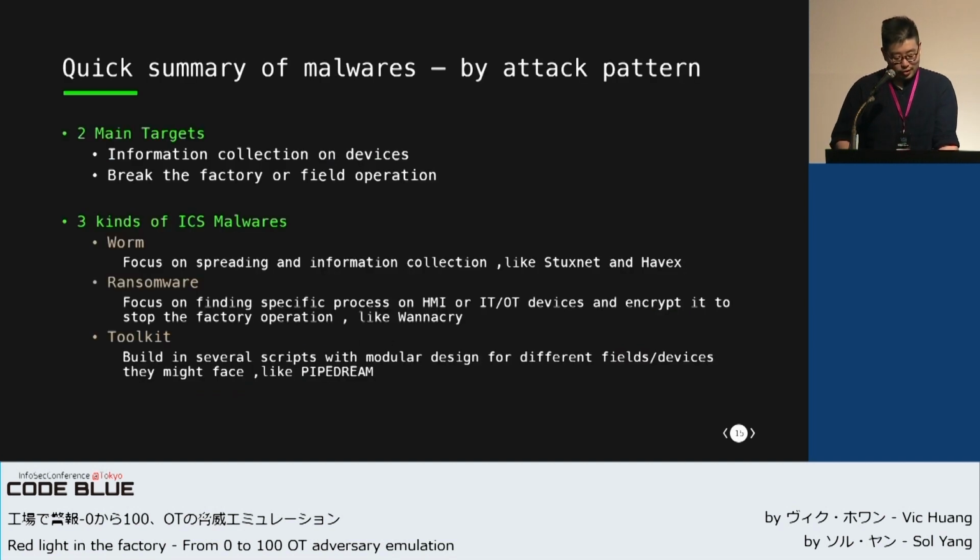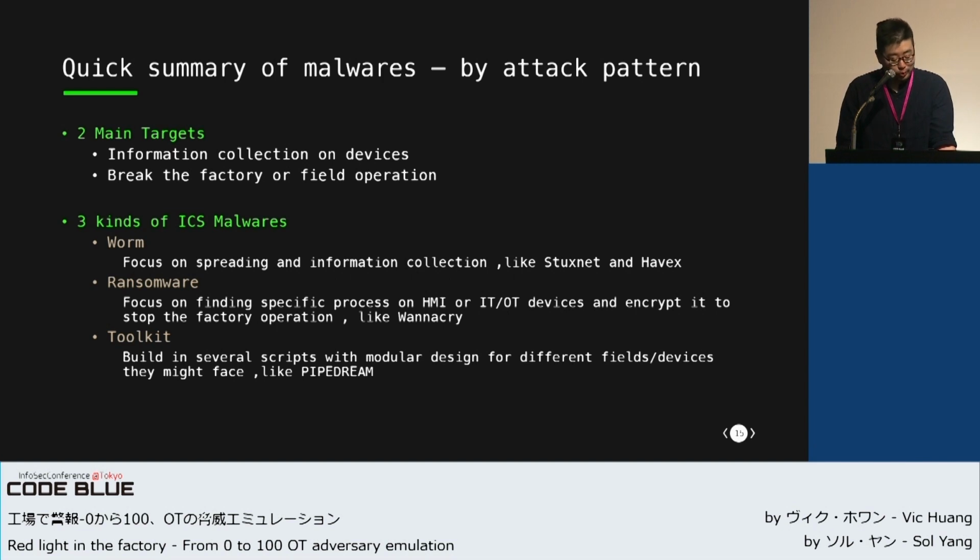And then besides the summary we mentioned, we also focus on the attack patterns of these malwares. So basically they have 2 main targets. First, information collection on the device. And the second, break the factory or field operation. And if we talk about the behaviors of this ICS malware, there are 3 kinds of ICS malwares.